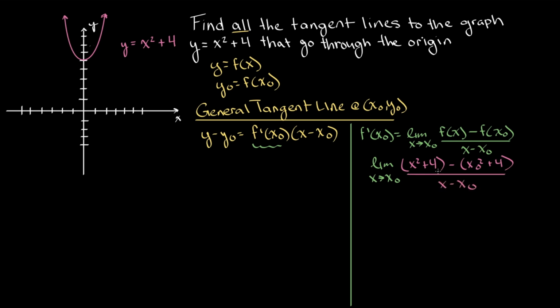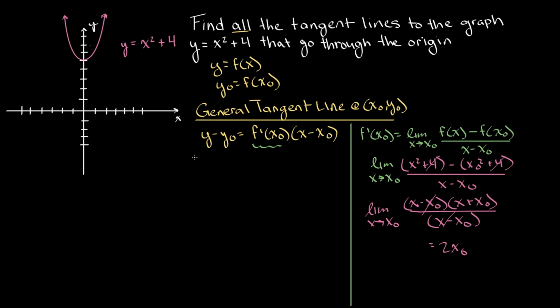Okay, so now let's simplify this and evaluate the limit. When we distribute this negative, the 4's are going to cancel, and then we're left with a difference of squares in the numerator. So we can write that out: x minus x naught times x plus x naught, and in the denominator, we still have x minus x naught, and we're still taking the limit. So these will cancel, and we're taking the limit as x goes to x naught. Evaluating this limit, we find this is 2 times x naught. So that's our derivative at x naught.